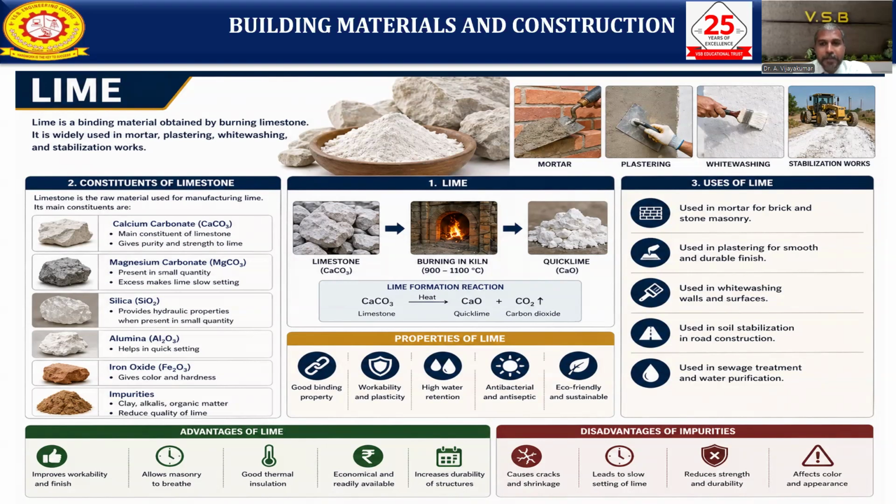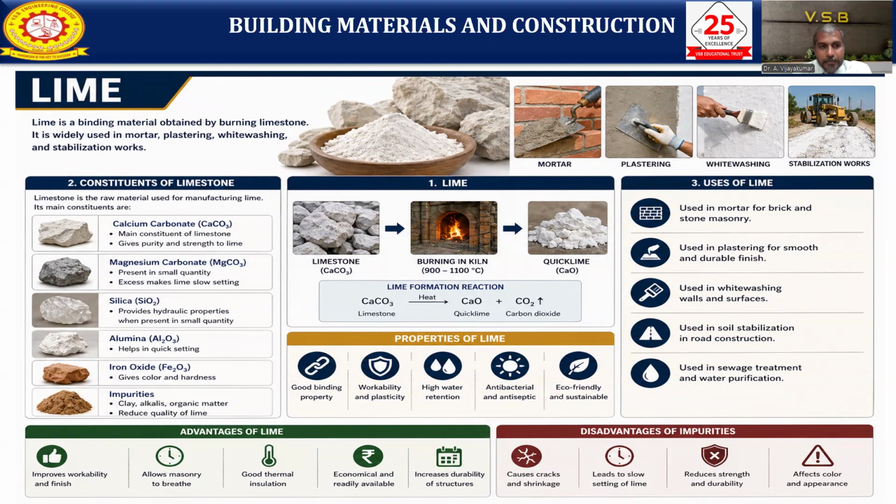One is lime. Lime is a binding material. It is a traditional material. Before the invention of cement, lime was used for construction purposes. It is obtained from the burning of limestone. It is widely used for mortar, plastering, whitewashing and similar works.